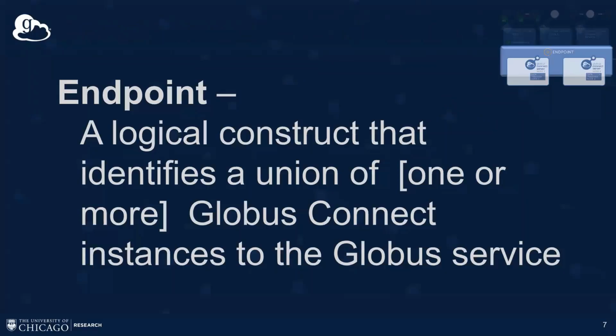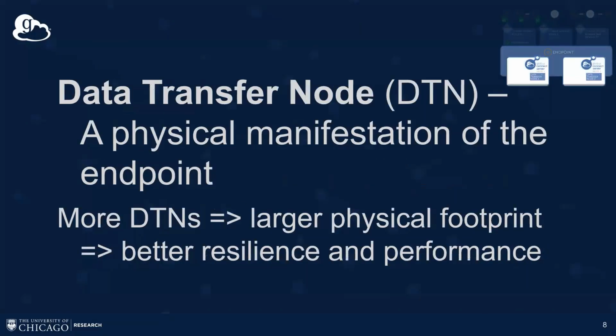So again, to summarize the terminology, an endpoint is a construct that identifies one or more Globus Connect instances, the servers, to the Globus service. So it's a name in our namespace. A data transfer node is a physical box. The more of them you have that make up the endpoint, the better performance, resilience, and ease of maintaining you get.